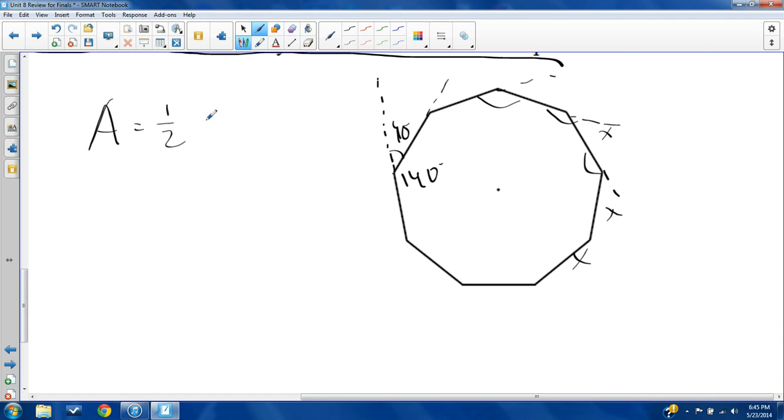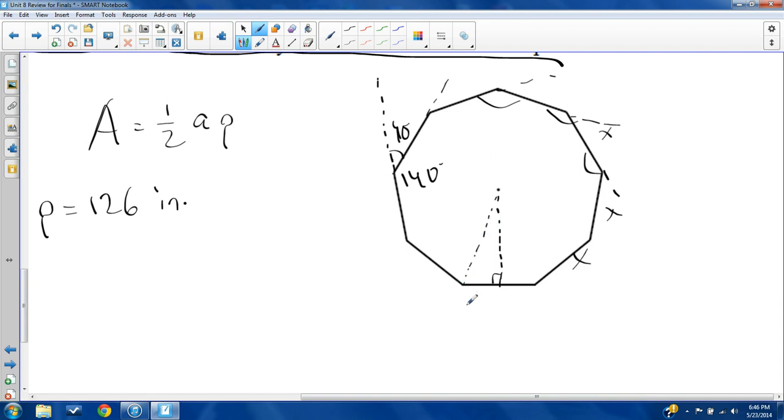Area is 1/2 apothem times perimeter. I have the perimeter. That's 126 inches. I need the apothem. If I get the apothem, I'm good, right? A regular polygon has a center right here. My apothem is this guy right here. It's like the height of that triangle that we were looking at before. And in order to use that triangle, we need to draw this radius right here as well.